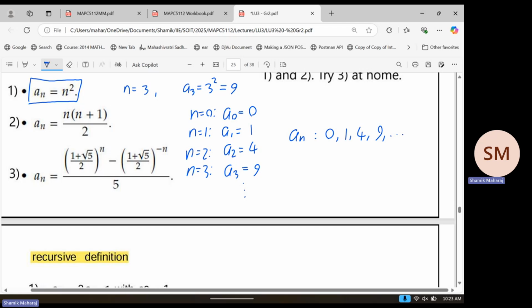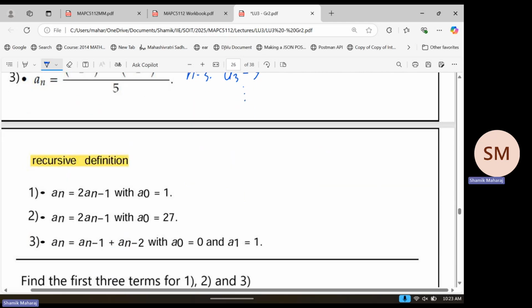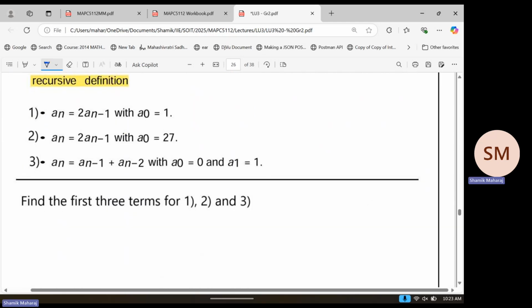All right, so that is the closed formula. Let's look at one example for the recursive definition. Now, I should mention the closed formula is ideal. It's what we want to get, but we don't always get these. They are harder to derive usually. The recursive definition is easier to derive, but it's a bit more messy to work with.